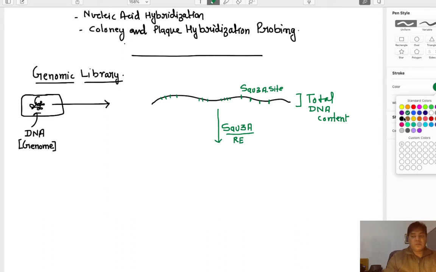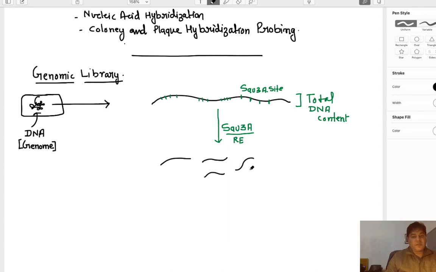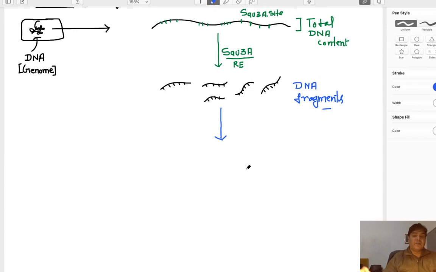So these are the small fragments of this DNA. These are the fragments which are formed by cutting this whole DNA by certain restriction endonuclease. Here we have taken the enzyme SAU-3A. So these are the DNA fragments. Now these DNA fragments are ligated to some cloning vectors. Say for example, it is a cosmid, or we can take plasmid, or we can take YAC or BAC. So any of the cloning vector.